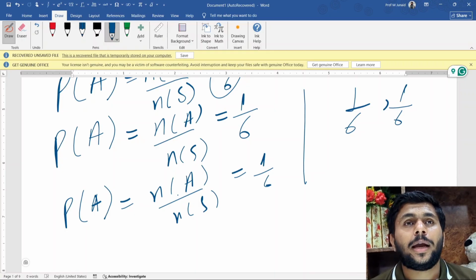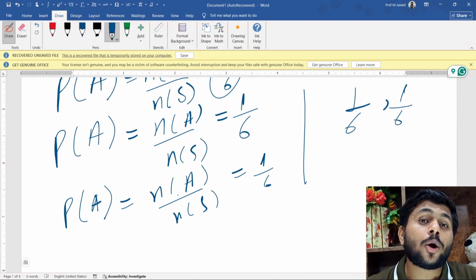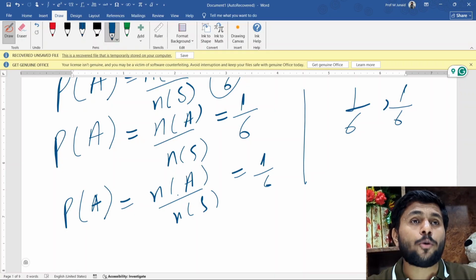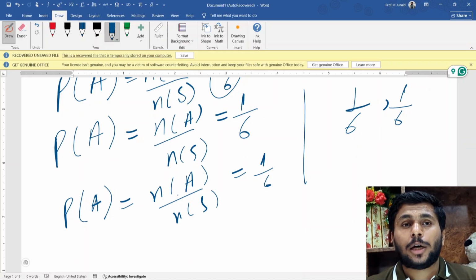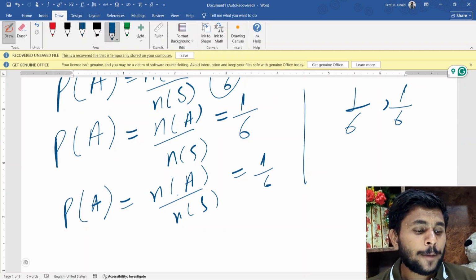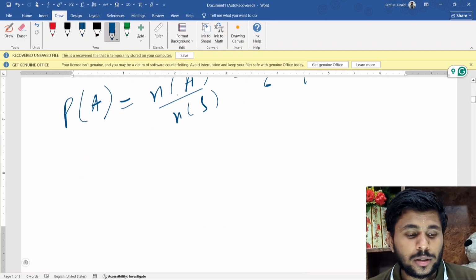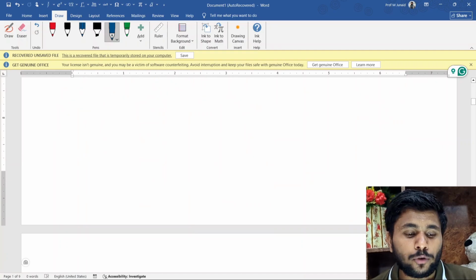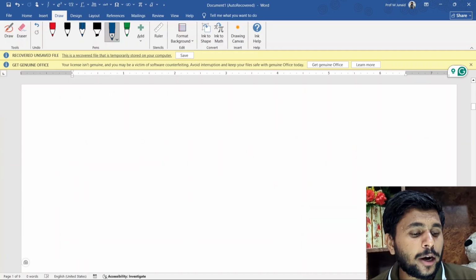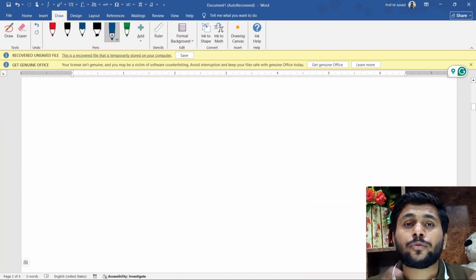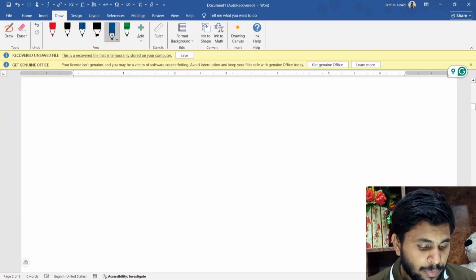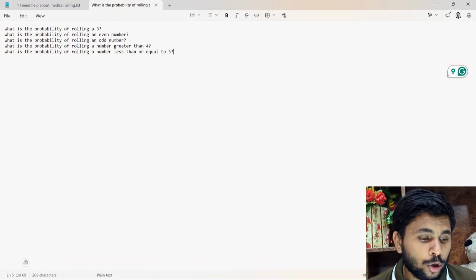Now this is a very important example of probability. In very simple steps we learned how to calculate the probability of a dice. Now I took 5 to 7 questions from ChatGPT to find how many types of probability we can find on a dice. Let's take it up onto the notebook.